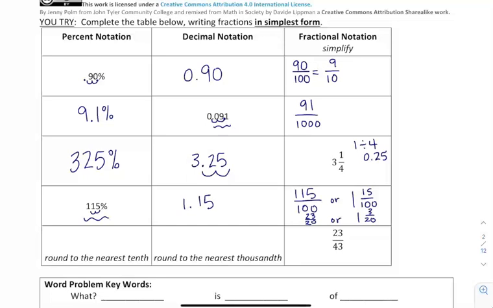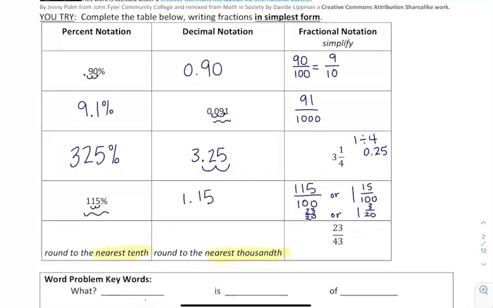When you are dealing with percents in general for this class, we will round to the nearest tenth. For decimals, we'll round to the nearest thousandth. And then for fractions, we'll typically simplify as best as we can. So in this question, where we have 23 out of 43 starting as our fraction, if we want to get the decimal and the percent, we need to do some division. So 23 divided by 43 gives us 0.53488.